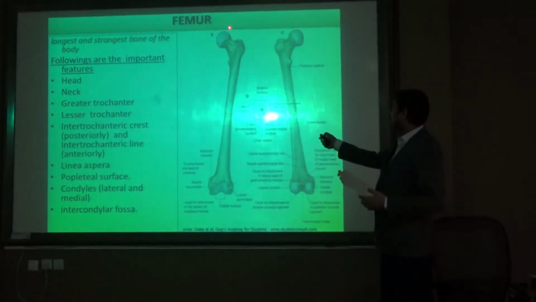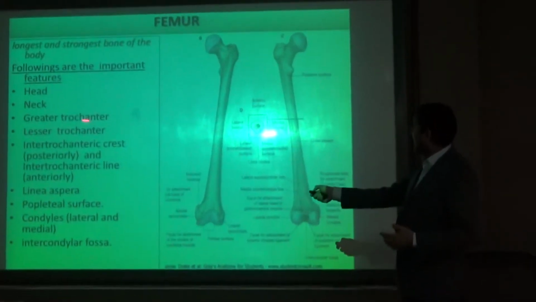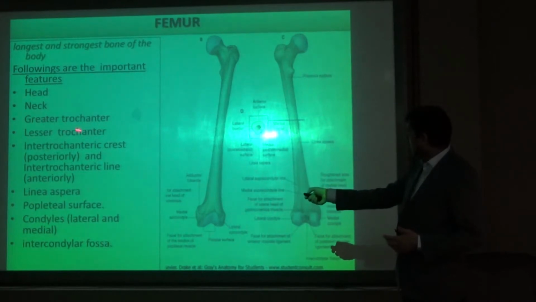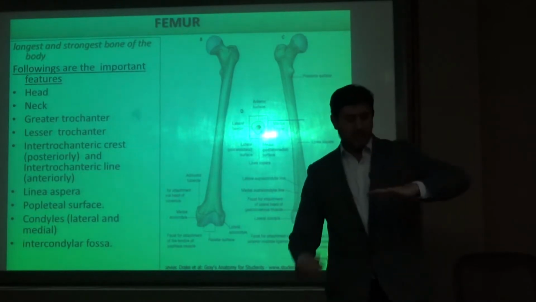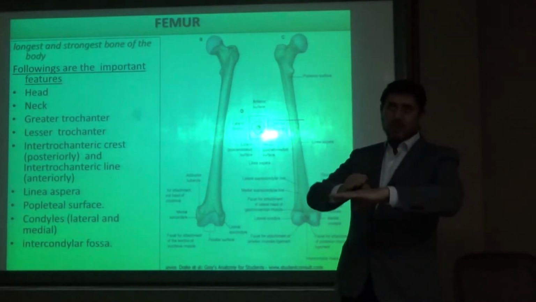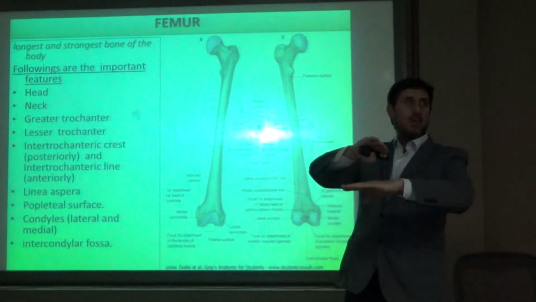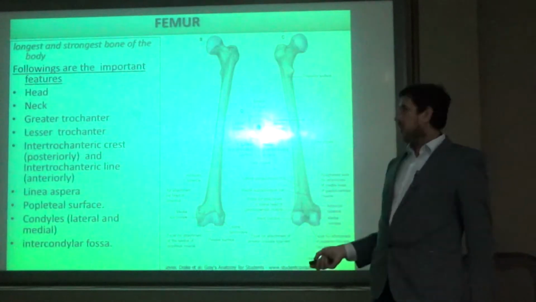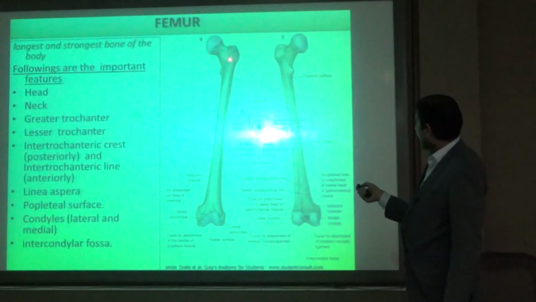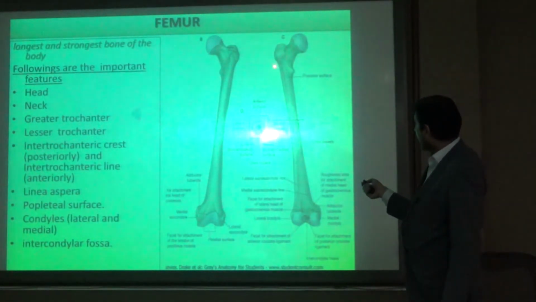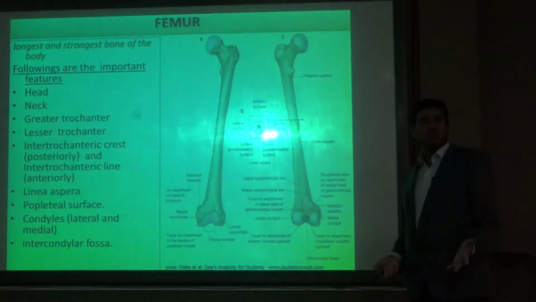In the upper end you will find the head, and what is this, very beautiful? Neck. And what is this? Greater trochanter. You know that we were studying, a small elevation is a tubercle, then a big one, and then trochanter, more bigger. What is that? Look at this. What is written over there? This is the elevation, a big one, greater trochanter. What is this on the lower side? Lesser trochanter. Simple.